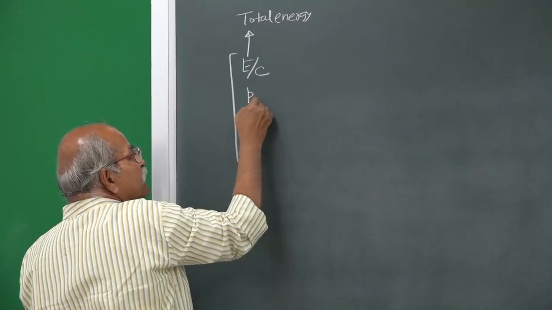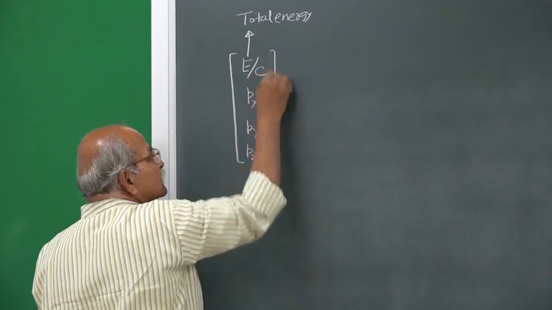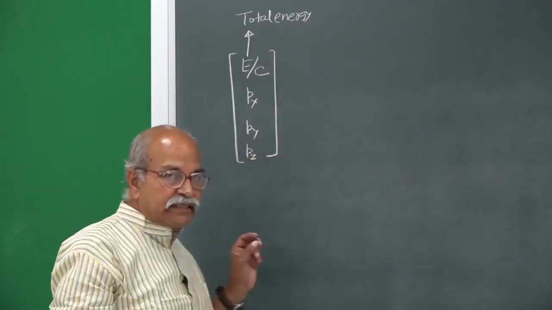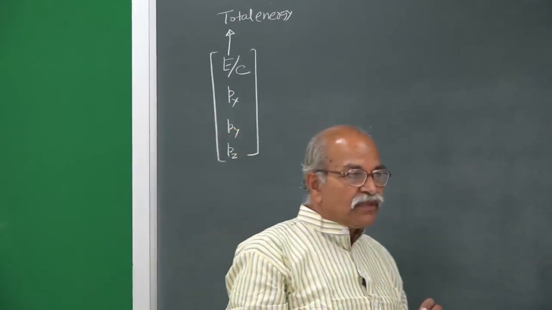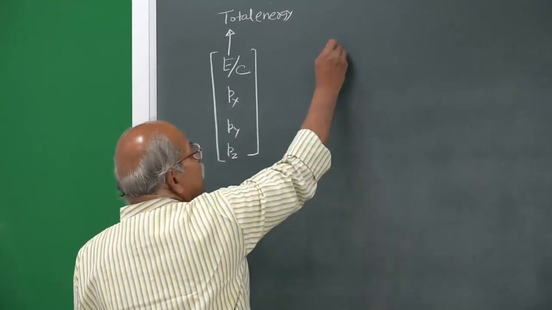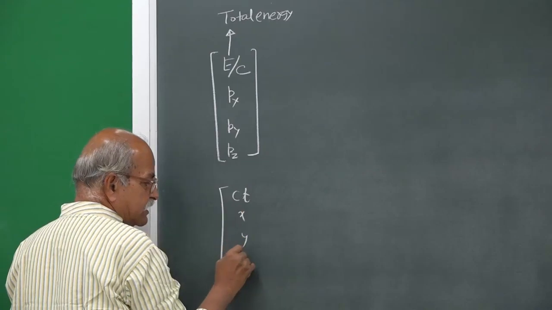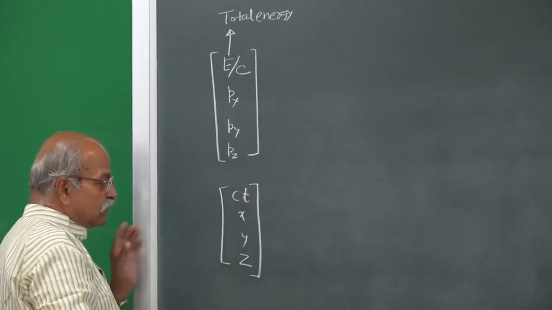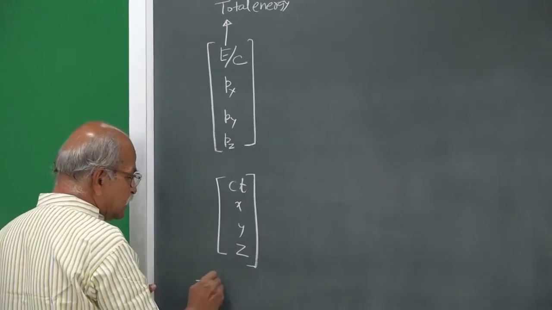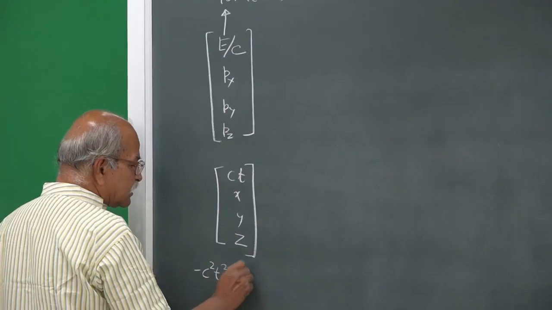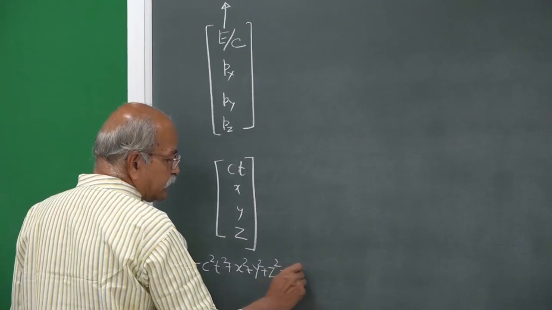And then Px, Py, Pz. So, this is the energy momentum 4 vector, and you remember when we had the position 4 vector, ct, x, y, z. Now, these quantities have a very good combination which is invariant, and that is minus c square t square plus x square plus y square plus z square. It is an invariant quantity.